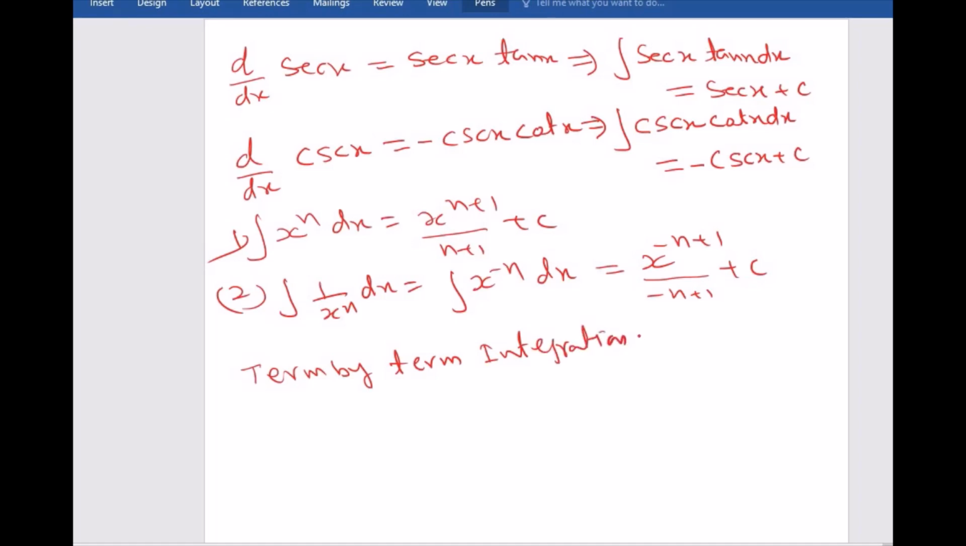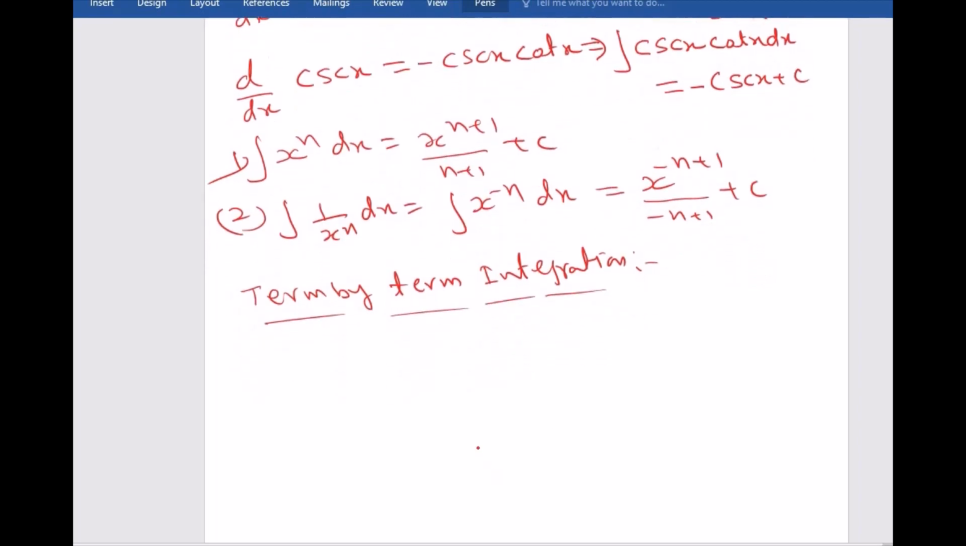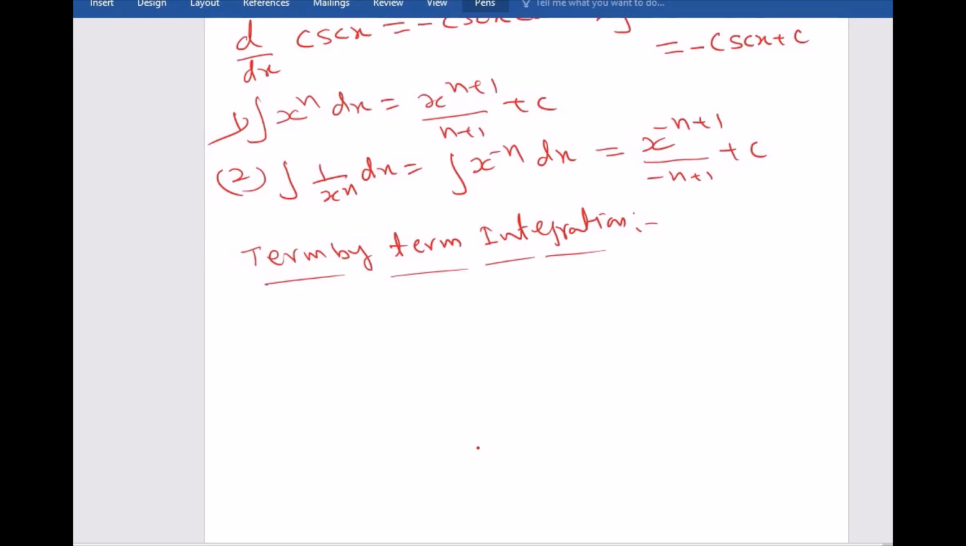Term by term integration. This is the first and easiest type of technique we use for getting the integration, by integrating term by term. So before we start, what is the meaning of term by term?